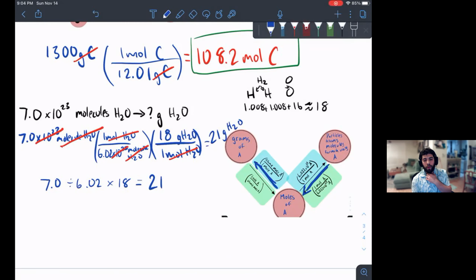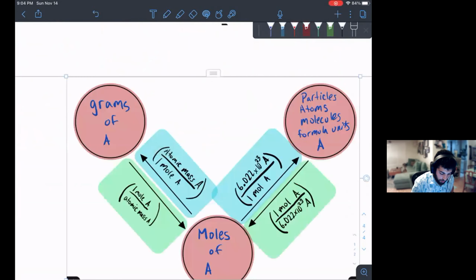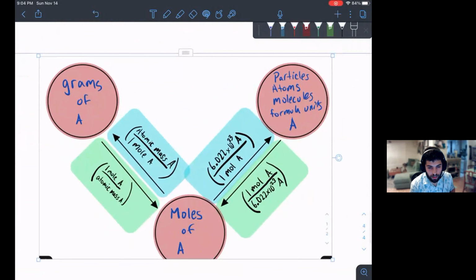So when you do these problems, my main suggestion is try and follow this mole island diagram. It is in your Schoology, but just in case you're not someone in my class, not looking at Schoology, I'll post it right here and I'll leave it long enough that you can take a screenshot.